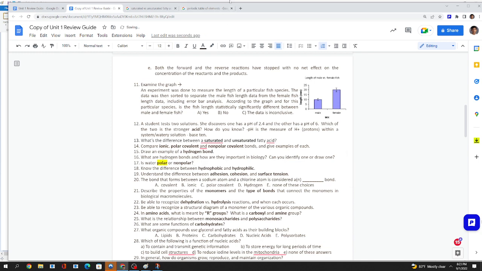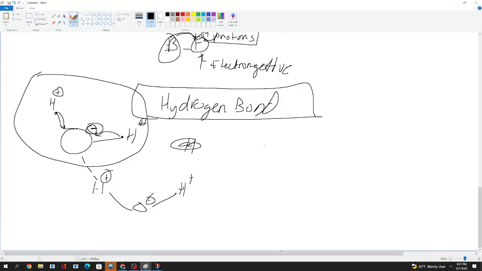Know the difference between hydrophobic and hydrophilic. Okay, phobic and philic, what do they mean? And this is going to make your life easier. Philic means love. Philic means love. Phobic means hates. But I'd also just say like not interact.